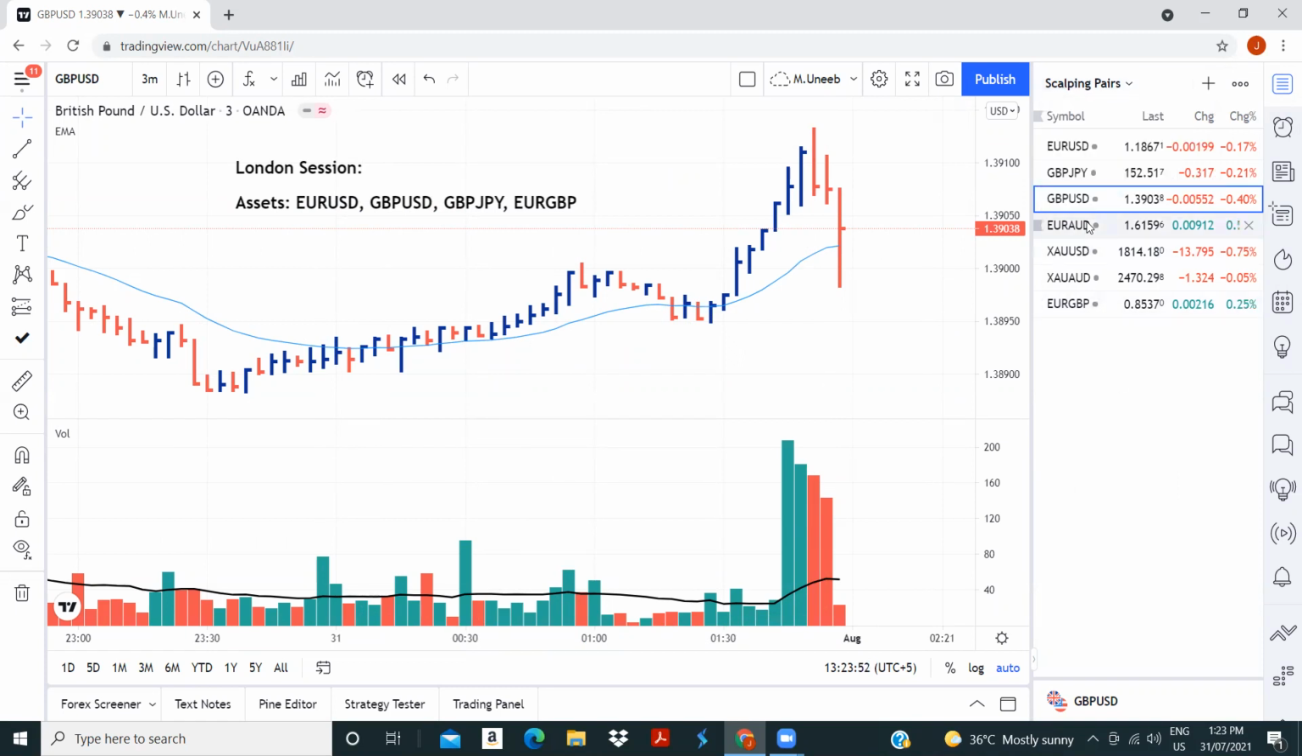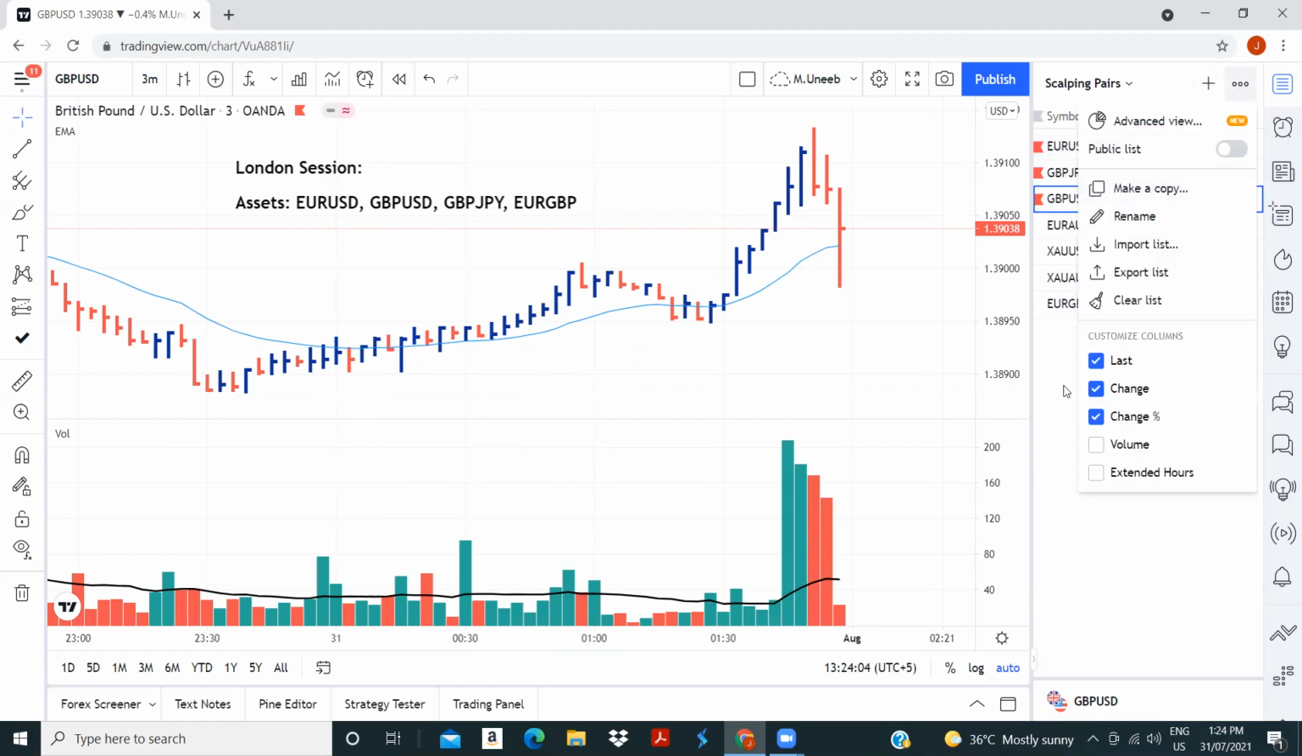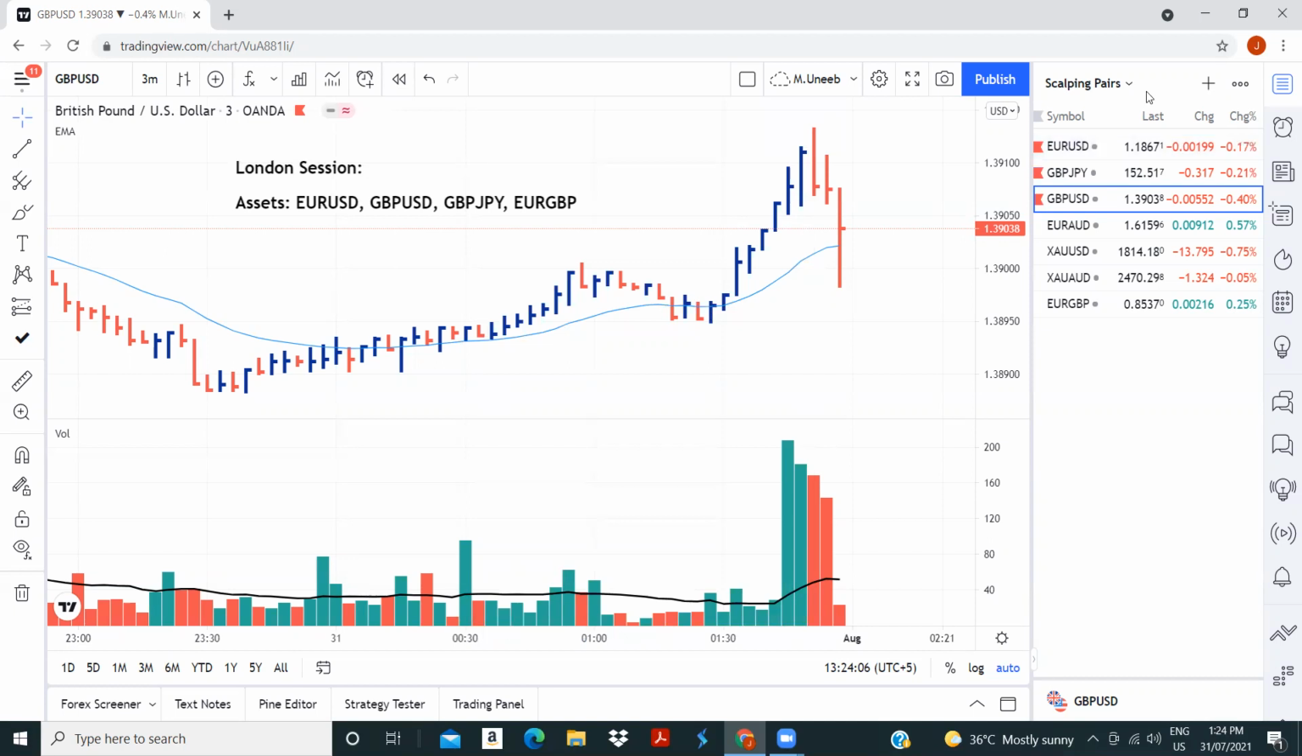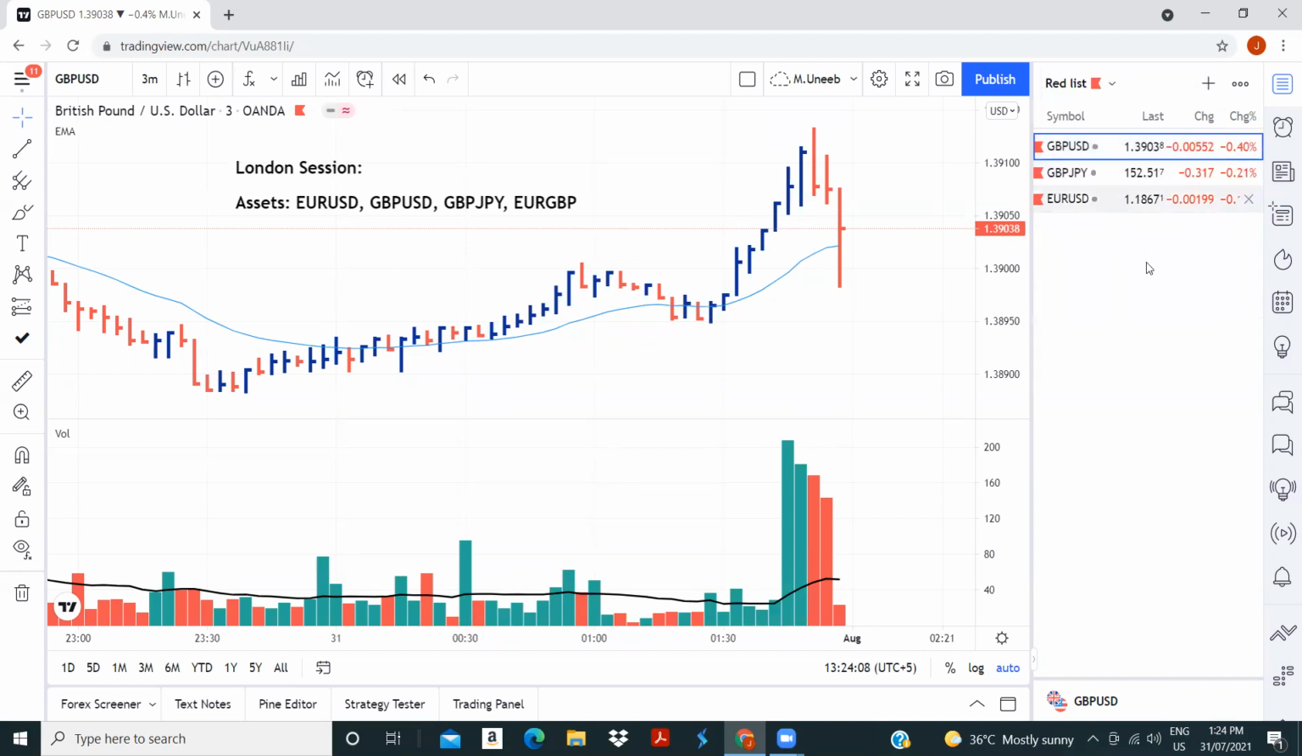Sorry, for example, there's British pound, GBP, JPY, Euro, US dollar. Click on the red.